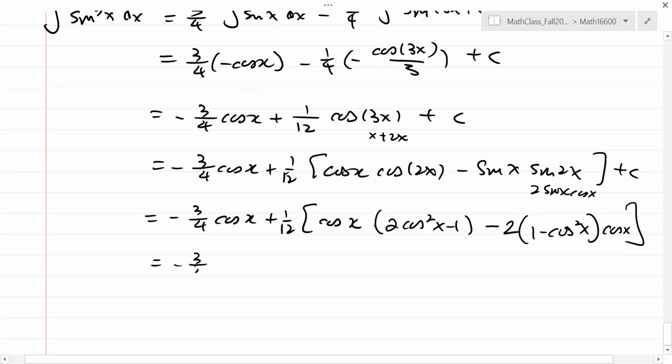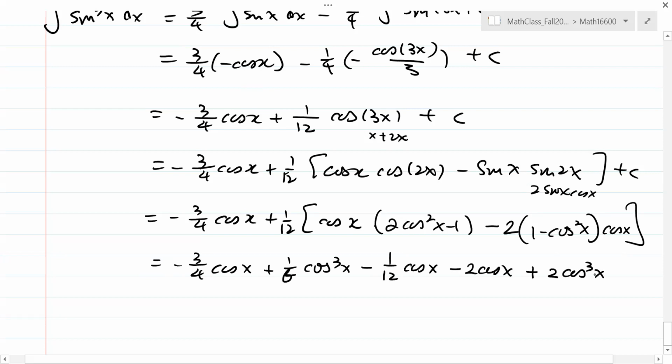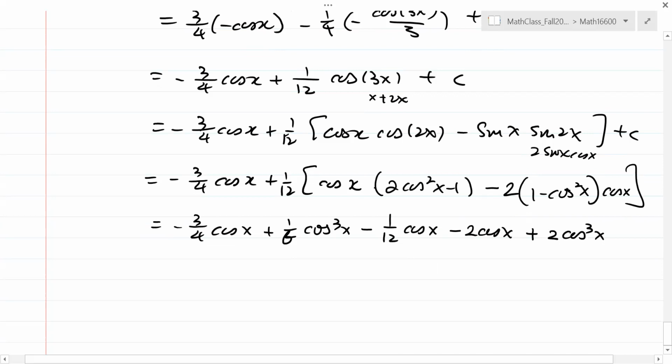So let's see. And this will be 1/6 cosine cube x and then minus 2 cosine x plus 2 cosine cube x. Okay, so that's only cube x. Oh, then everything divide by 2. Okay, let me check. 1/6. Yeah, 1/6. Okay.